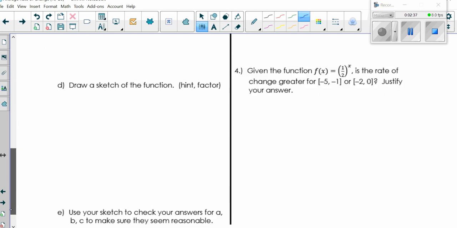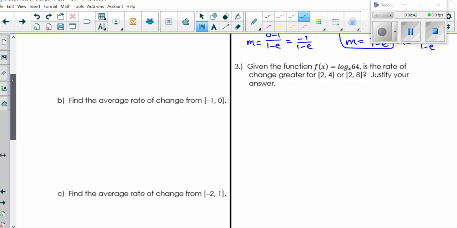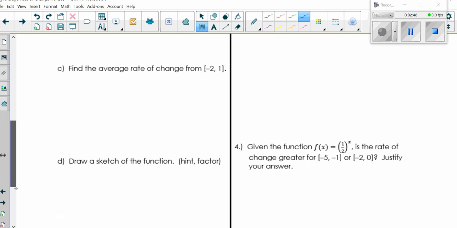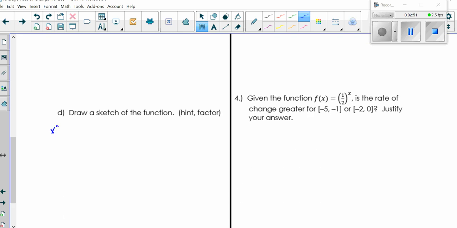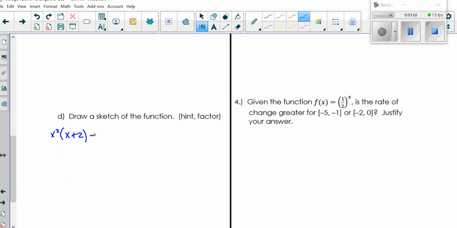I did want to talk about this one though. It said, draw a sketch of the function, hint: factor. This is factoring by grouping because there are 4 terms here. Out of these 2 terms, I can take out an x squared, and that's going to leave me with x plus 2. And here I can take out a negative 1. If I factor out a negative 1, that's going to leave me with x plus 2. And remember, these must be the same in order for this to factor by grouping. That's going to leave me with x squared minus 1. I'll group those together, times x plus 2.